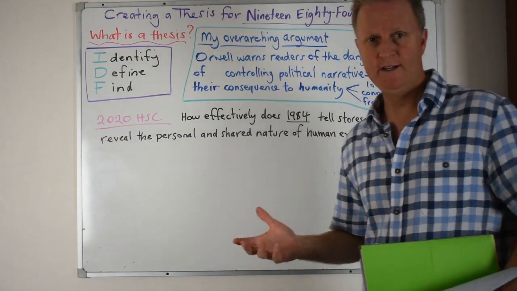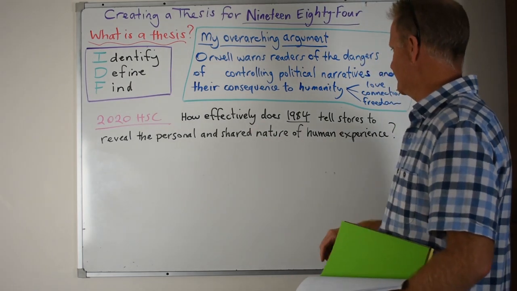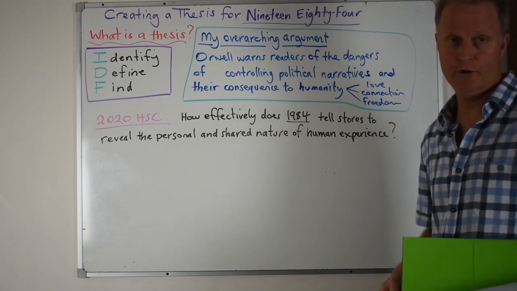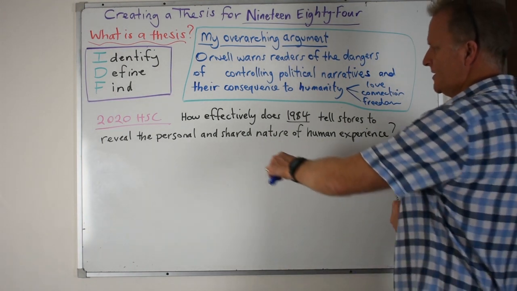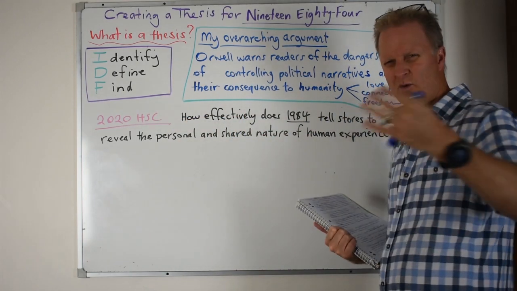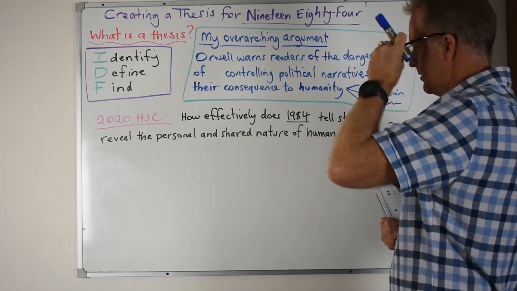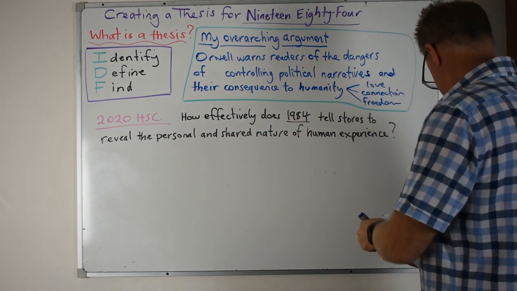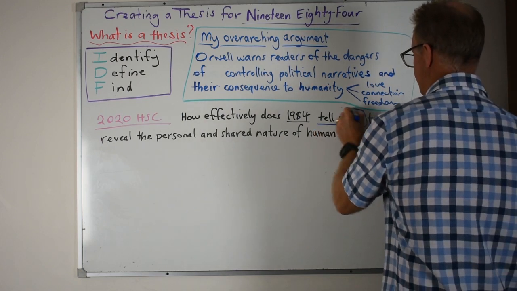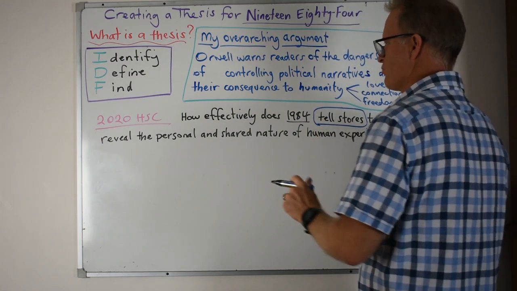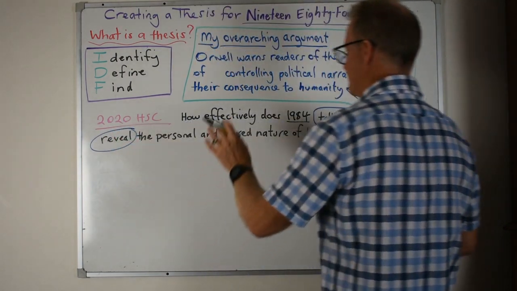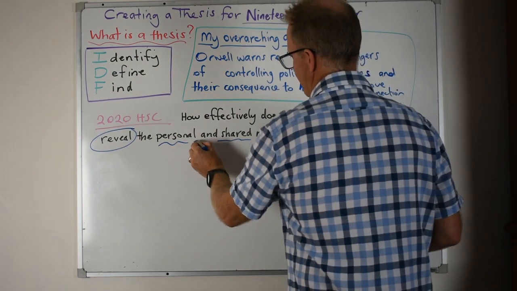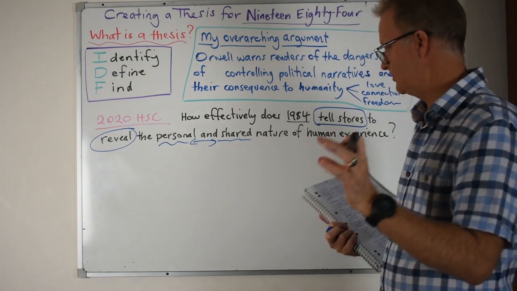So the 2020 HSC question is: how effectively does 1984 tell stories to reveal the personal and shared nature of human experience? Okay, so once again, to what extent? This one's how effectively. So we know that's going to be part of the question. You always have to assess how effective they are, so we don't need to explore that. In this one, we're going to look at tell stories. I think is an important little phrase. Obviously the word reveal, and then the personal and shared nature. So we have to make some sort of connection between the personal and shared.